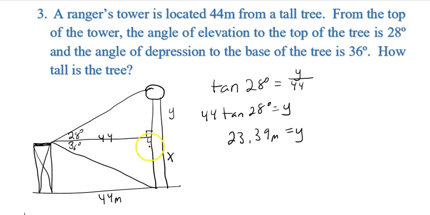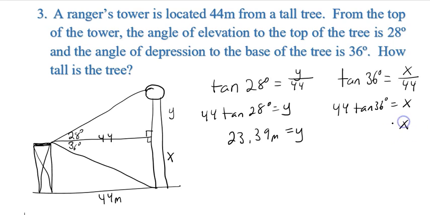Now I'll need to solve for x. And that's with the 36 degree triangle. And x is the opposite side. 44 is the adjacent side, so again I'm using tangent, but this time of 36 degrees equals x over 44. Multiply both sides by 44 and type that in. You get 56.36 meters. The tree, to answer the question, is both of those put together, so you have to add those together.